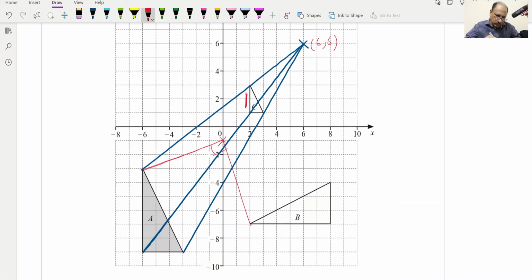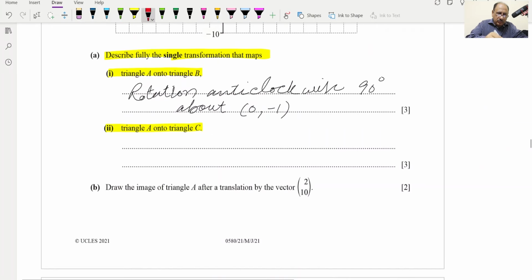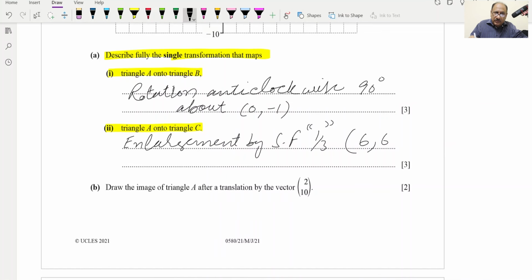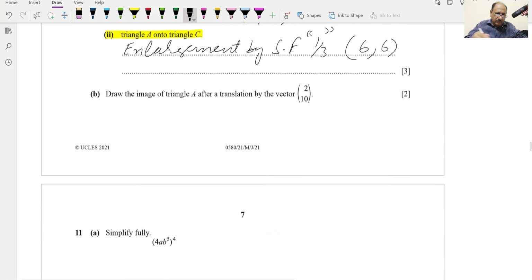by 1/3. So 1 2 3 4 5 6, this height is 6 and this height is 2, so 6 multiplied by 1/3 is 2. So this is enlargement by scale factor 1/3, and this center is 6 and 6, so we can write over here, this is enlargement by scale factor 1/3, and about the point 6 and 6. That's all. Then draw the image.